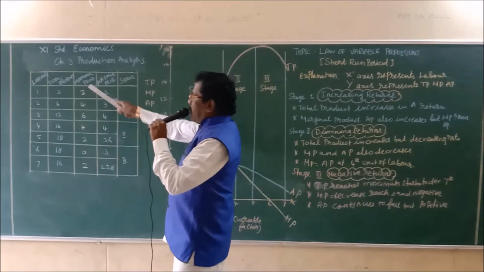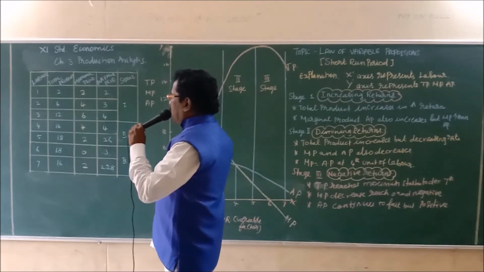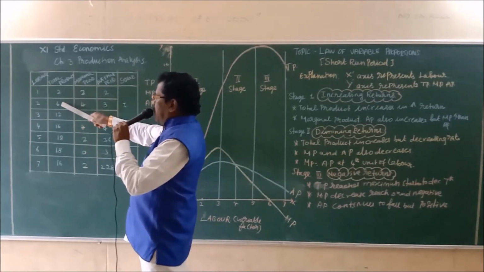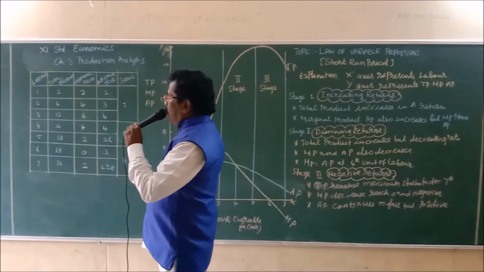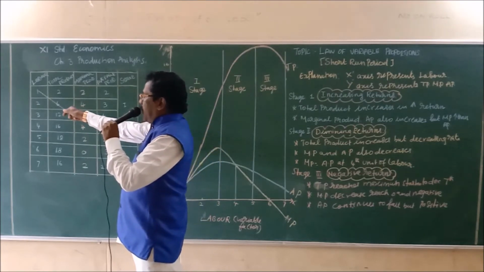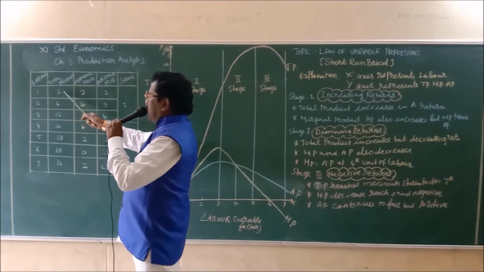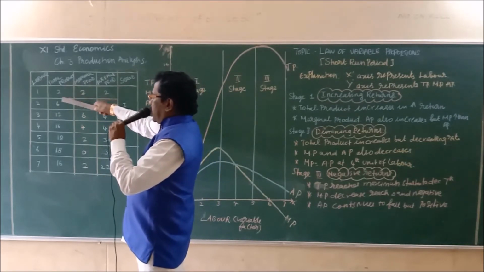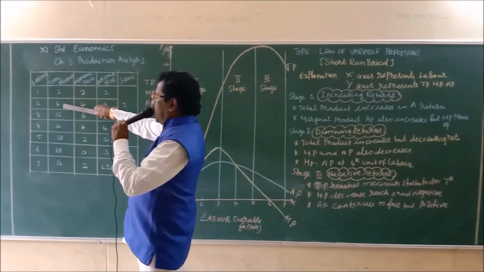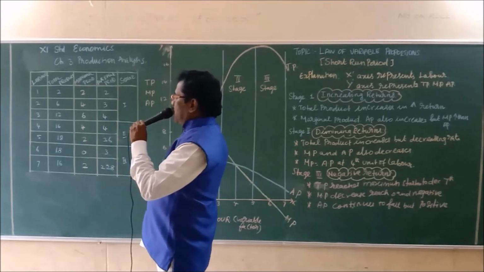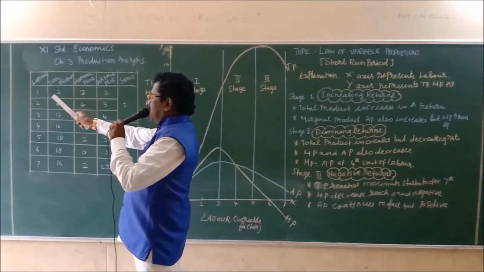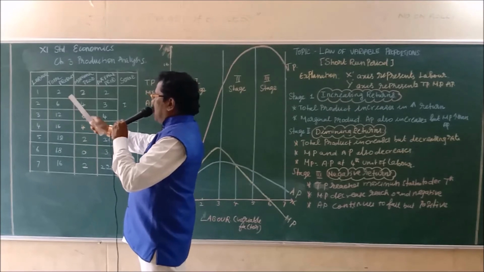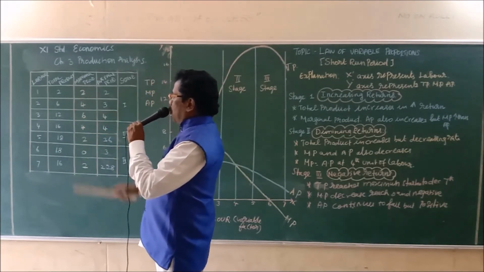Next column is marginal product. How do you write the marginal product? It is the difference between the present unit and the subsequent unit. When we add one unit of input, what is the change in the output? For example, in our case, the unit of labor is 1 unit, the total production is 2, the marginal product is also 2.